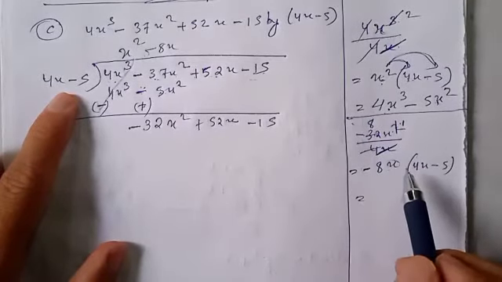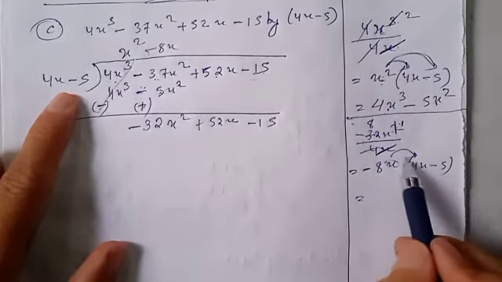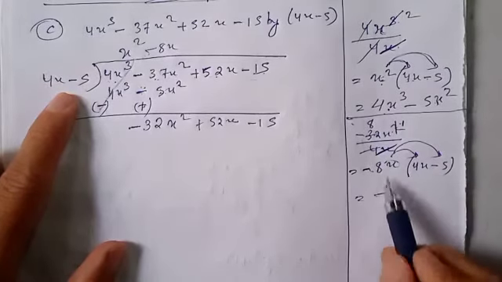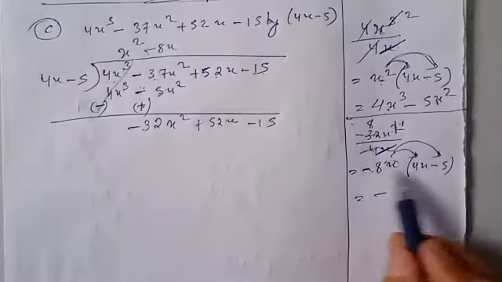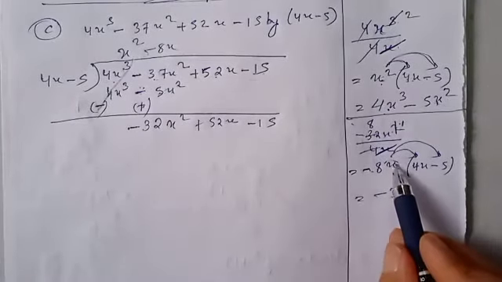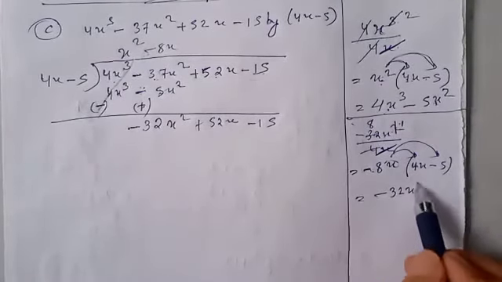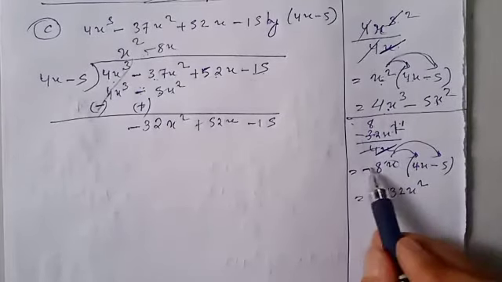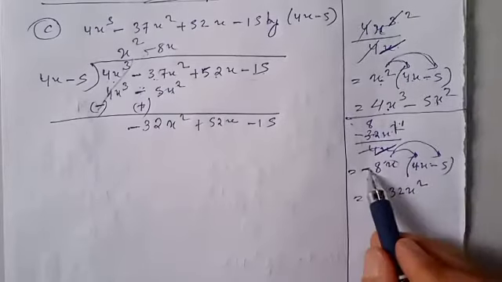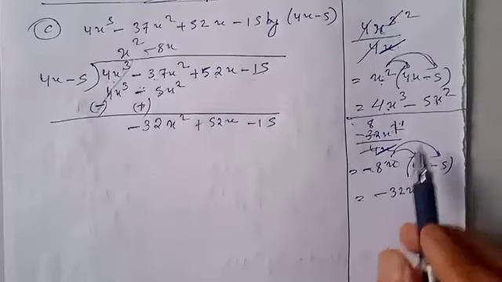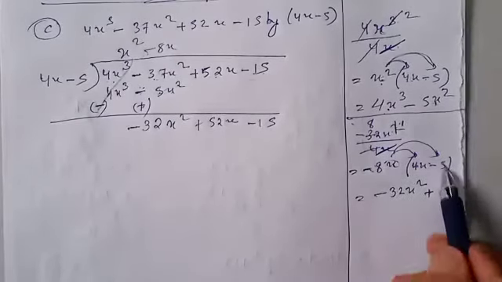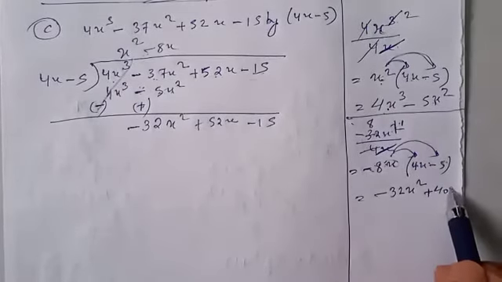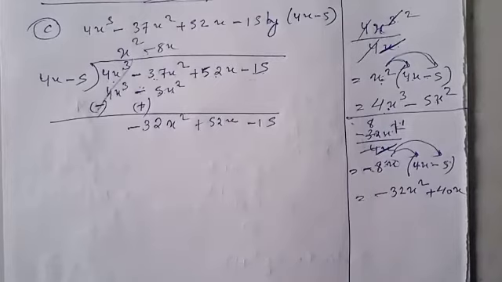Okay? Now let's open up this bracket: minus 8x into 4x, minus 8x into minus 5. Minus, minus 8, the numbers we have 8 and 4, 8 times 4 is 32. What about x, x and x, x into x is x squared. What about here, sign plus or minus? We have to check these two signs, minus and minus, minus into minus is plus. Okay, the numbers we have 8 and 5, 8 times 5 is 40. What about x, we have only 1x, so it should be 40x, okay?